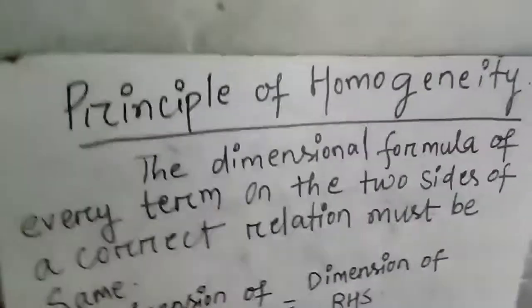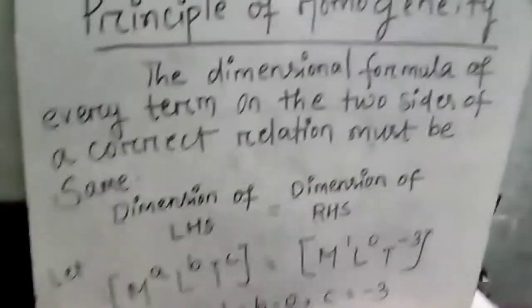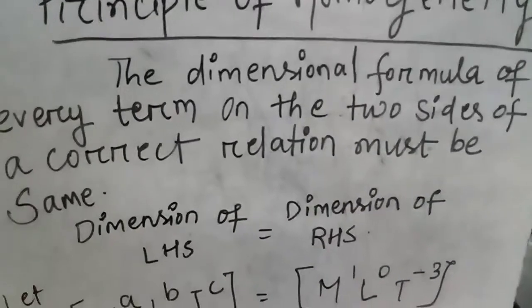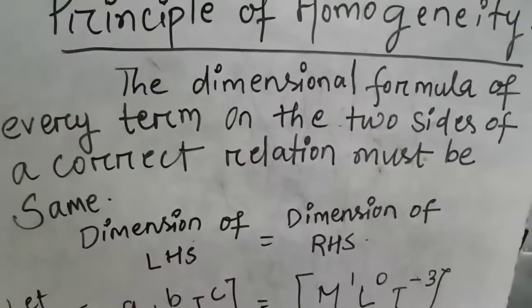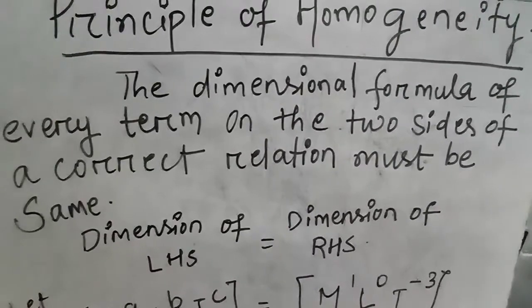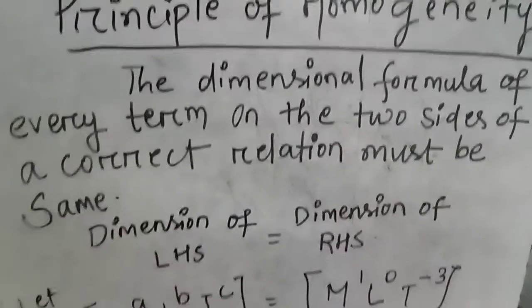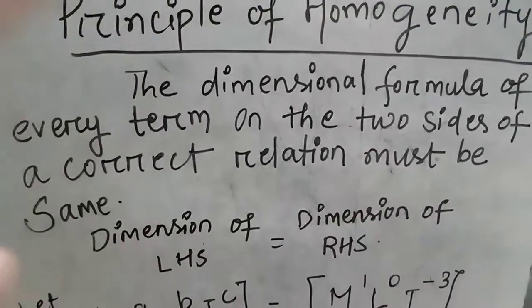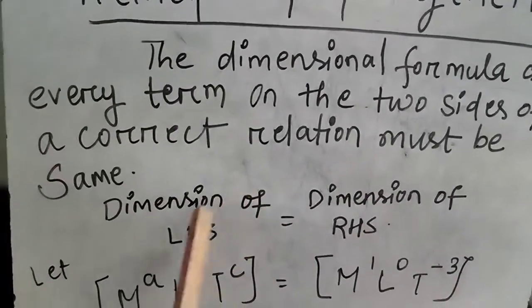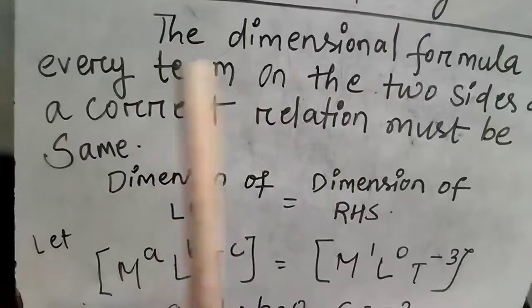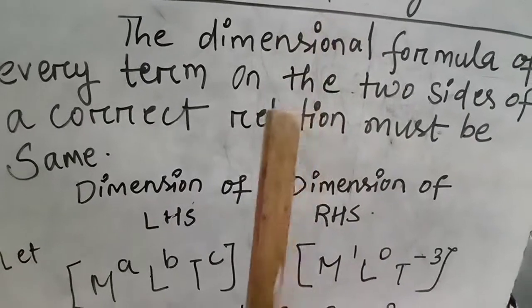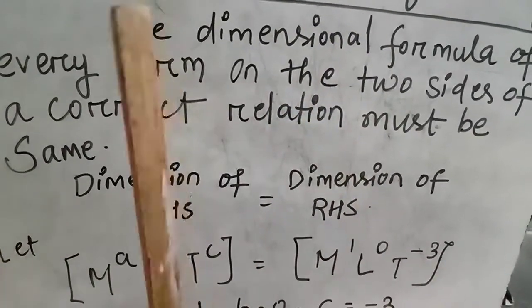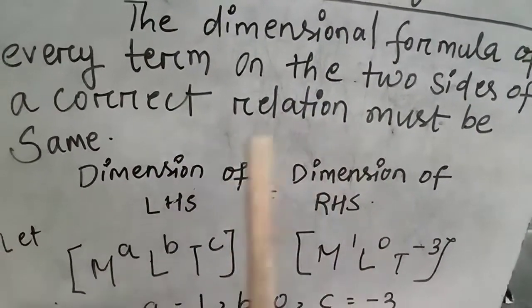So next is the principle of homogeneity. It states that the dimensional formula of every term on the two sides of a correct relation must be the same, which means the dimension of LHS is equal to the dimension of RHS. The left hand side dimension must be equal to the right hand side dimension of a correct relation. If the relation is wrong, the dimensional formula will not be the same.